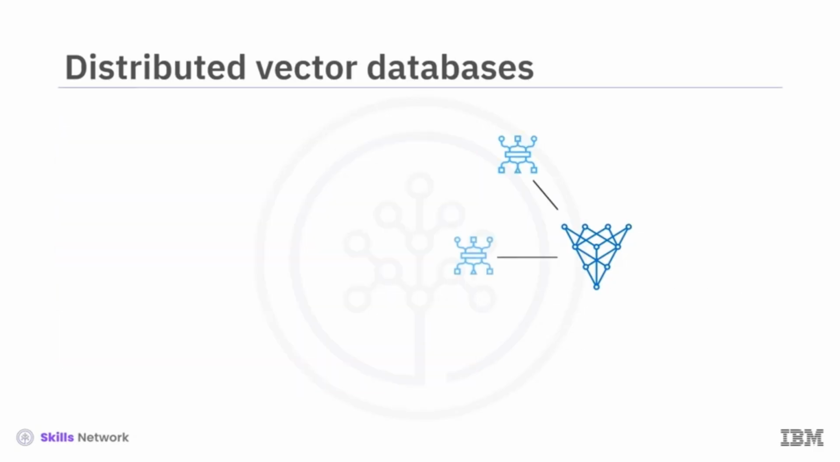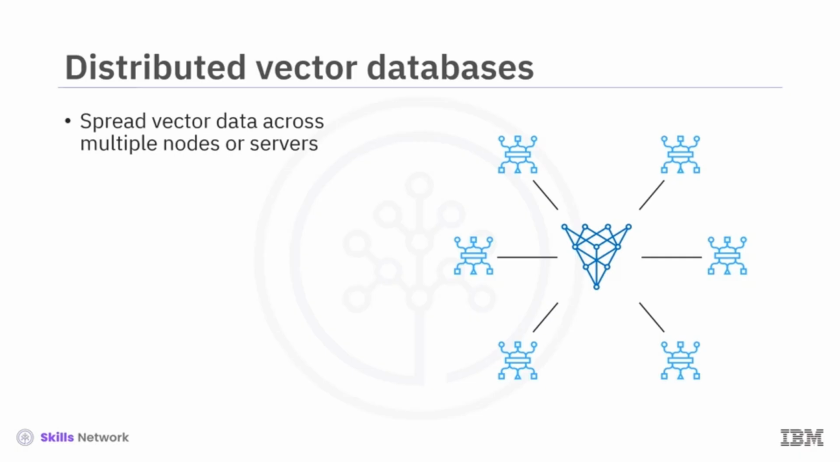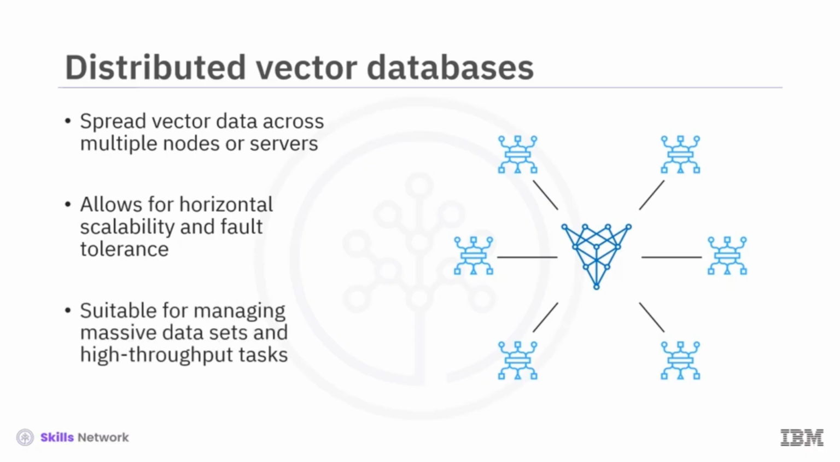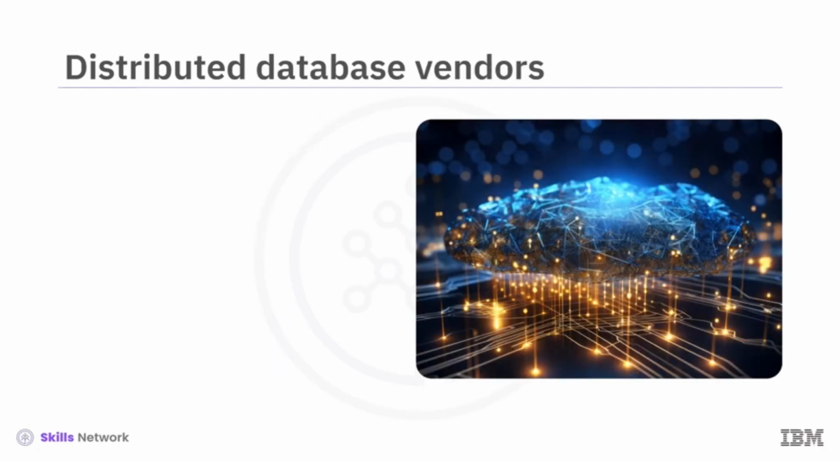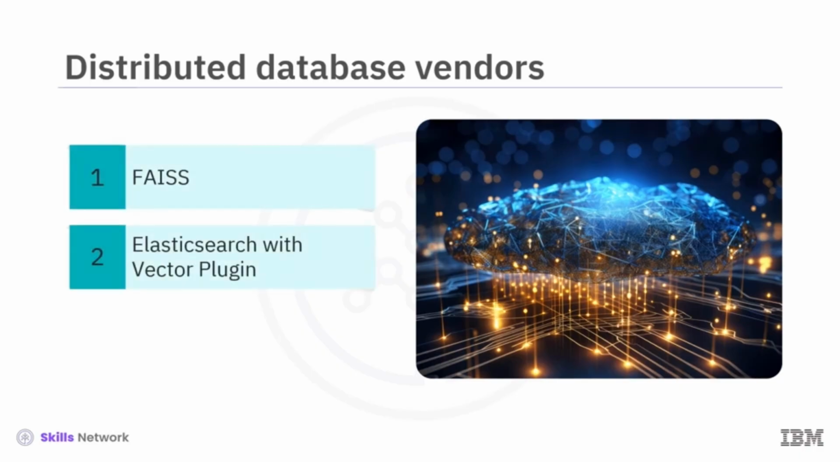Distributed vector databases spread vector data across multiple nodes or servers. Distributed vector databases provide horizontal scalability and fault tolerance, making these databases suitable for managing massive datasets and high-throughput tasks. Distributed database vendors include FAISS, Elasticsearch with Vector Plugin, and DaskML. One notable example is Facebook AI Similarity Search, or FAISS, which is a distributed and optimized database designed for similarity searches in high-dimensional spaces, partitioning data across nodes to achieve scalable and speedy searches.